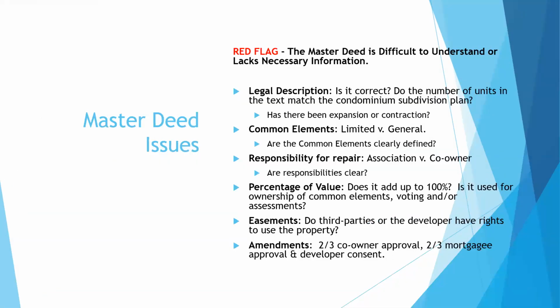With respect to the master deed, I'll call it a red flag: if the master deed is difficult to understand or it lacks necessary information, that's going to be a pretty significant clue that it should be addressed. Some of the hot button areas we see sometimes requiring amendment are with respect to the legal description and the number of units. Is the master deed description, legal description, and number of units consistent with that in the condominium subdivision plan? Sometimes they're not, especially if there have been amendments that describe different changes.